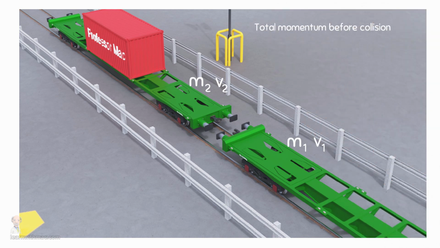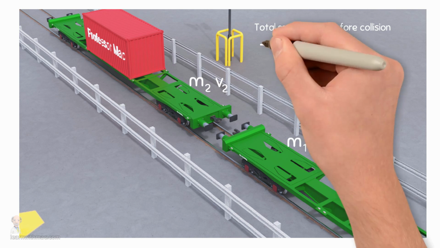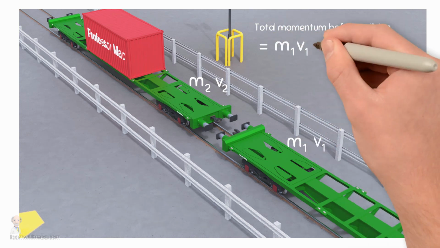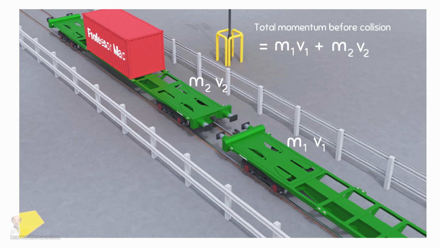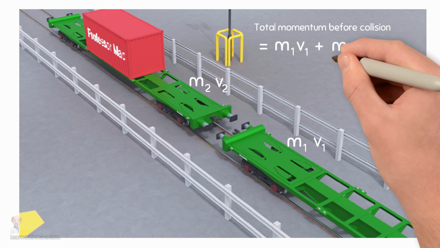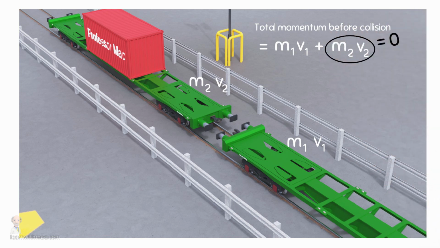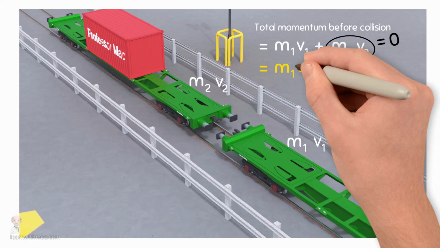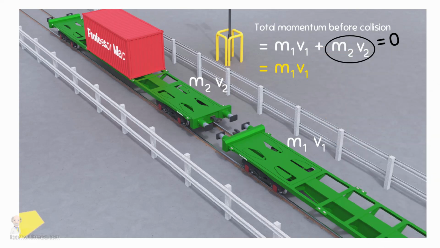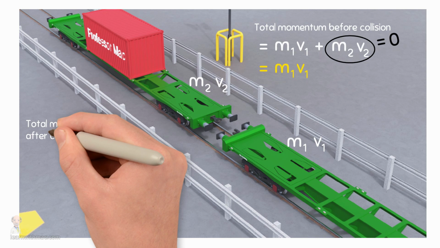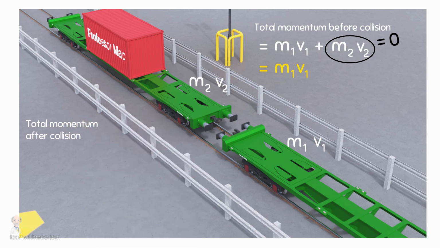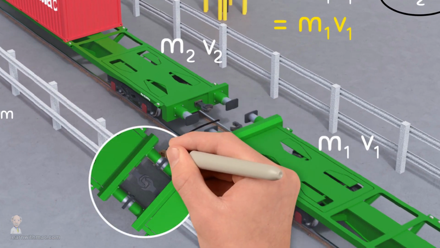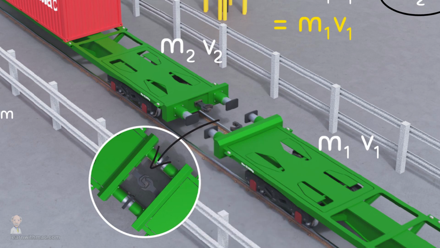So the total momentum before the collision is given as m1 v1 plus m2 v2. Now we know the velocity of the stationary wagon is zero, so its momentum is zero. This means that the total momentum of the system before the collision is m1 v1. Now let's consider the total momentum after the collision. We will assume the two wagons become locked together during the impact.